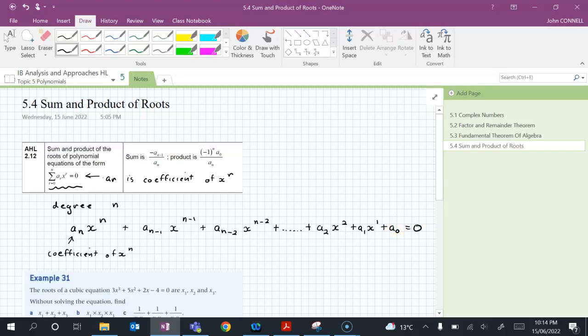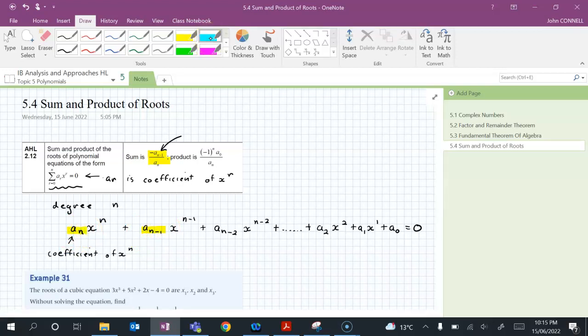Now, the roots of that equation, or if you want to think about it another way, the solutions to that equation, if we find all the solutions and we add them up, we get minus a_(n-1) divided by a_n. So we get this coefficient, negated, divided by this coefficient here. That's what happens if we add them all up. Now, if we multiply them all, what happens is we get this coefficient. Instead of circling them, I might highlight them. So for the sum, we'll do it in yellow. So it's a_(n-1) divided by a_n.